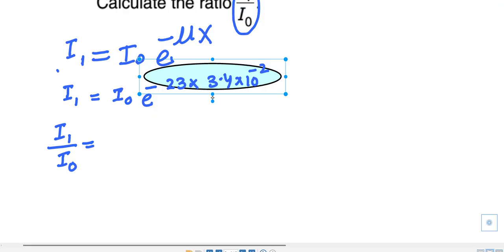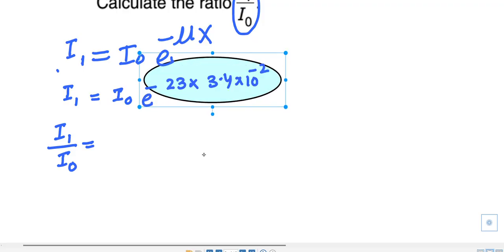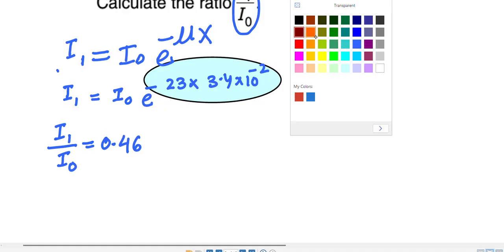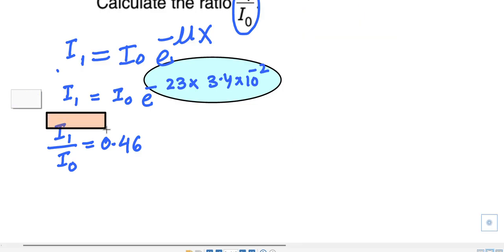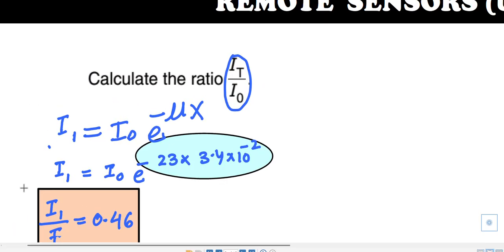I'm waiting for your calculations, please. 0.46. Good. So did you get this, everyone? Hello everyone. This is your attenuated intensity which is reaching to the interface of bones.